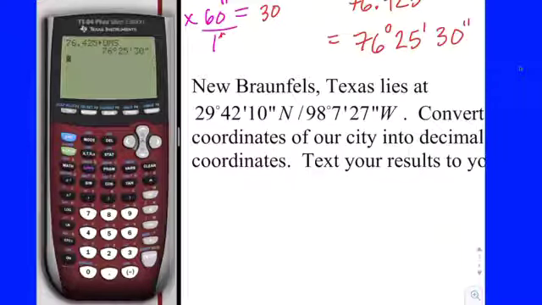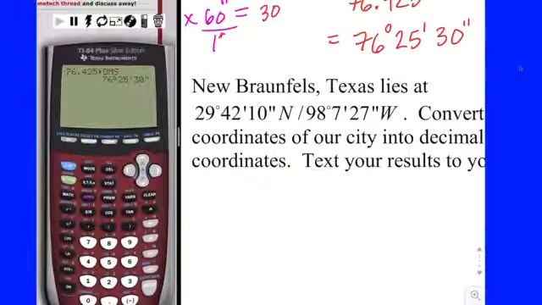New Braunfels, Texas. Anyone ever been there? Yeah, sadly. Yeah, we're here right now, actually. If you looked up the official GPS coordinates of New Braunfels, Texas, on the Wikipedia page, you would see that it lies at 29.42.10 north. That's kind of how we read that, 29.42.10 north by 98.727 west.